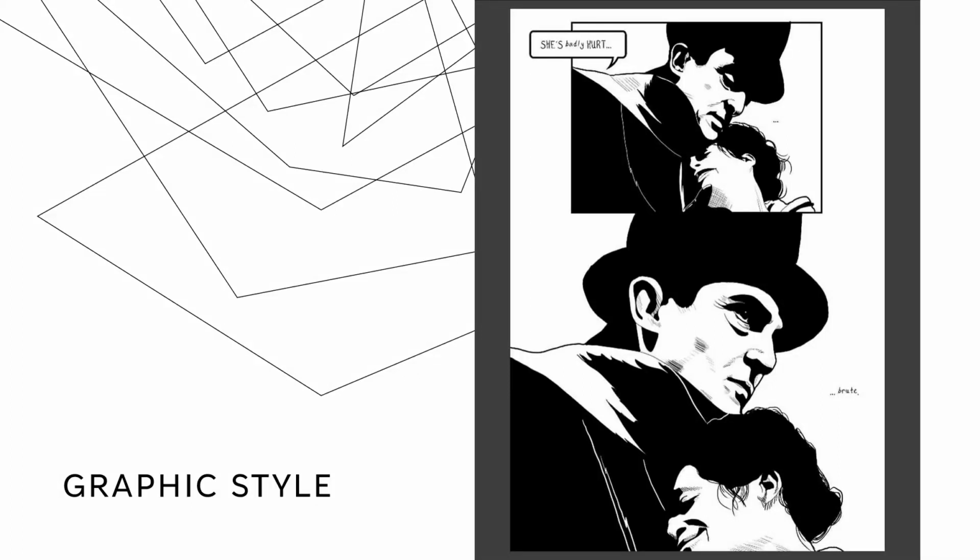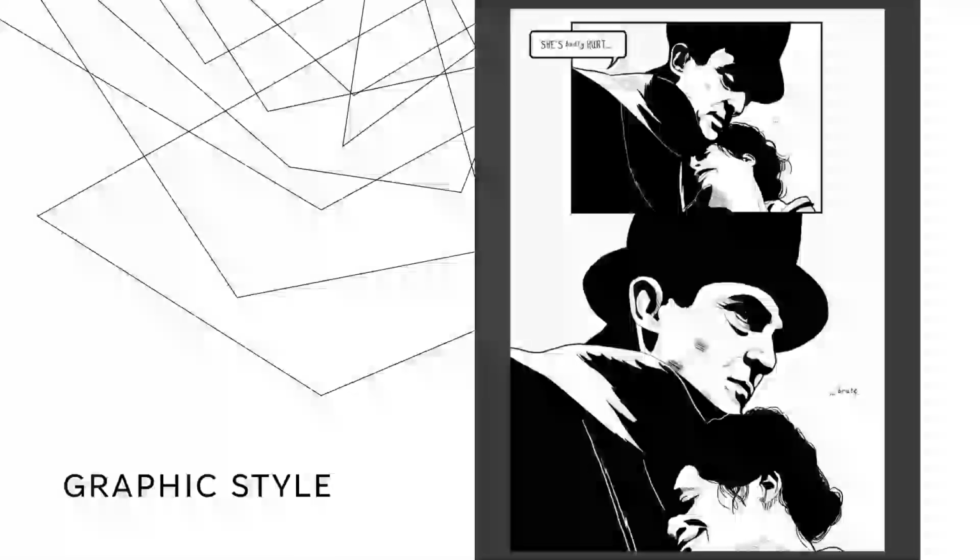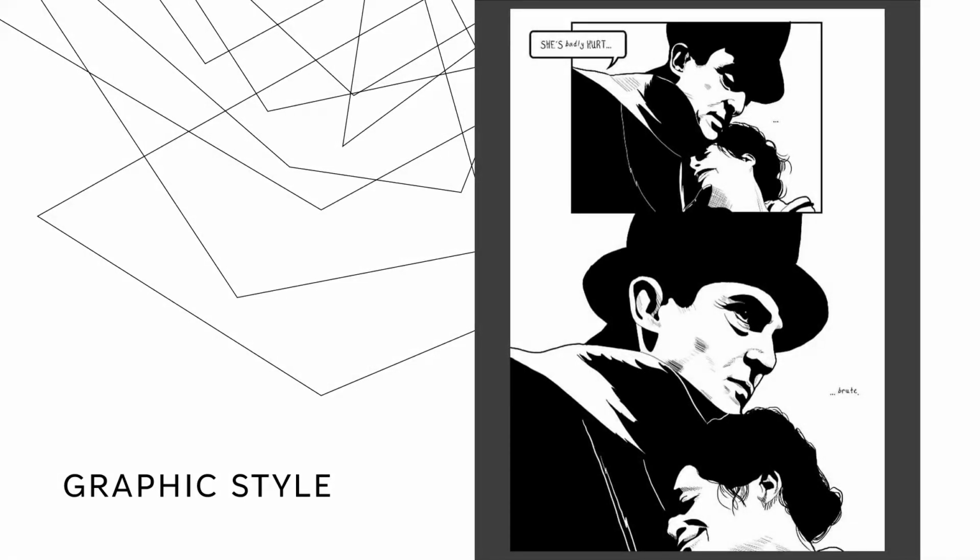aid of computer software. This is a piece I did based on Jeremy Brett's Sherlock Holmes. It's using a graphic style with positive and negative space, in addition to hatching and cross-hatching, so it's giving a sense of extra depth.